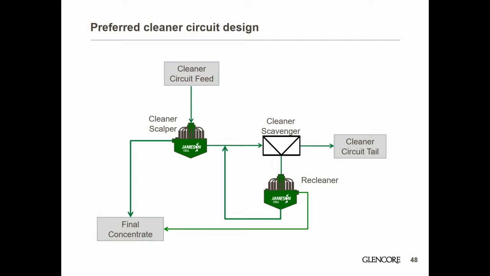The tails from the cleaner scalper report to a cleaner scavenger, where the circuit purpose is to produce a low-grade discard tailings. The concentrate from the cleaner scavenger cells reports to a second Jameson cell, known as the recleaner, in closed circuit. This allows the circuit to have different cells responsible for producing low tailings and for producing final concentrate grade. All of this final concentrate is recovered from Jameson cells with froth washing, and therefore high concentrate grades can be achieved. Separating the requirement of the recleaner Jameson cell to produce both grade and recovery makes the circuit very simple and very responsive for the operator.